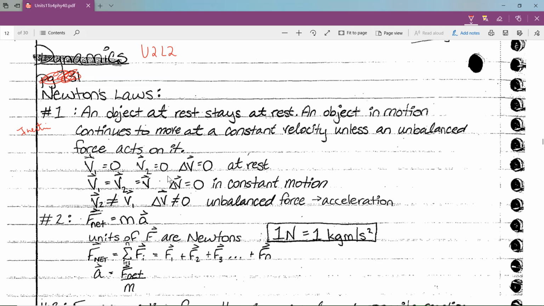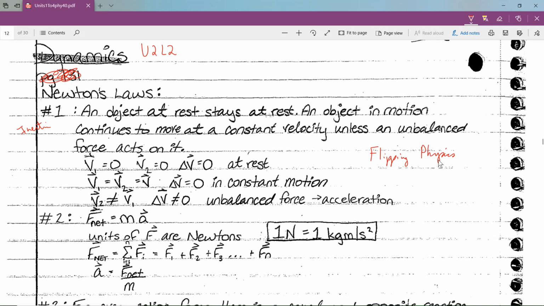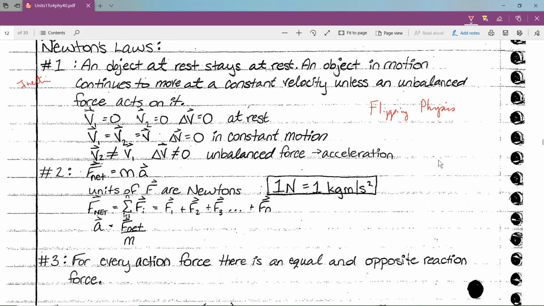And these three laws, if you look at Flipping Physics, this is a great video series. Flipping Physics talks about Newton's three laws in really fun, good ways. So search on YouTube for Flipping Physics, and you'll find all sorts of good stuff about this.